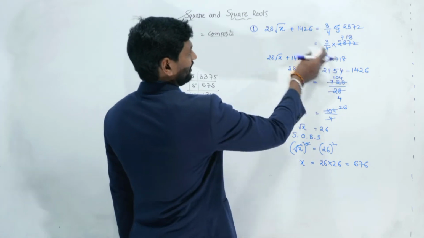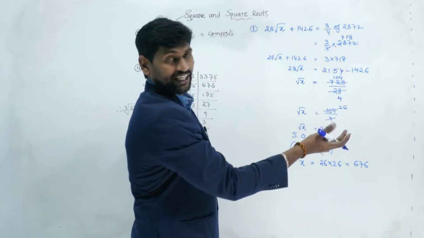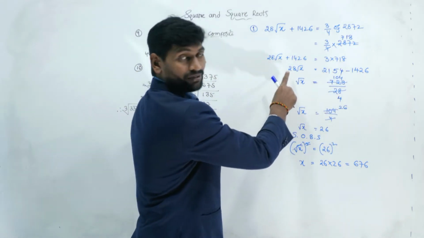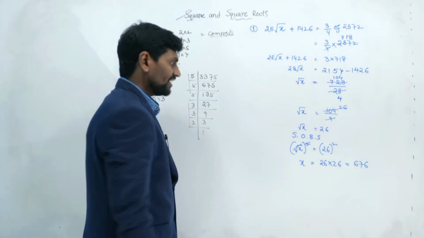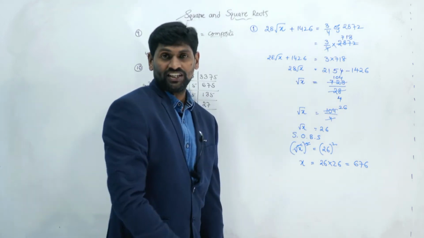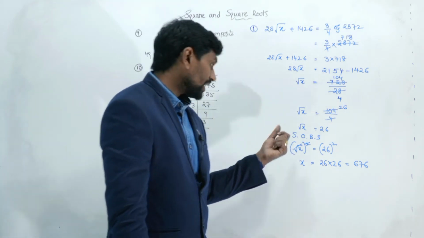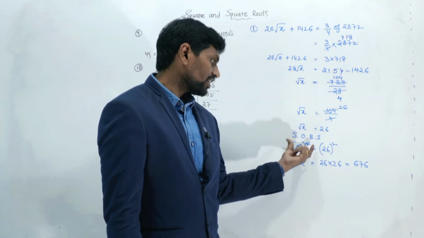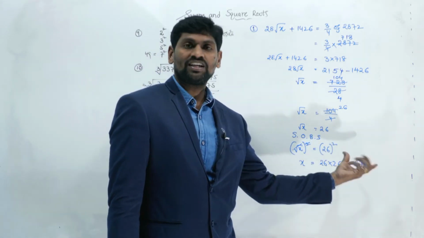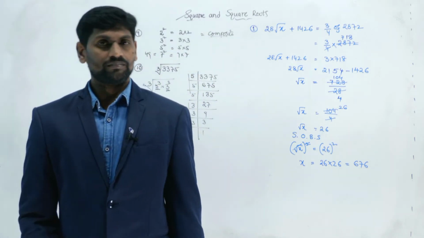First we simplified, then this plus value transposes as a negative, we did subtraction, 28 is multiplied, transpose divide, cancellation, and we get the answer 26. Root x value is 26, but we need to find the x value, that's why I am doing squaring on both sides. Here the square root cancels, 26 square value is 676, that's it.